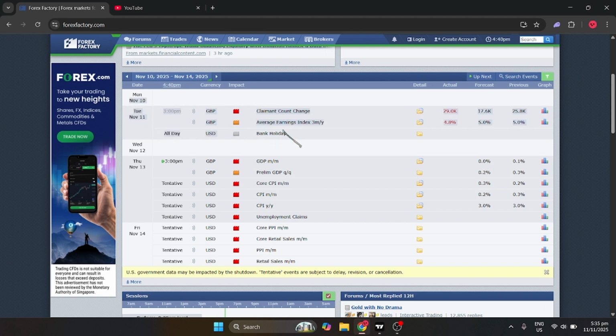Tuesday, which is today, we'll most probably be avoiding since it's a bank holiday. Wednesday, another trading day, we'll be trading. Thursday, it's multiple news stacked: unemployment claims, CPI, and even GDP news. But it's all tentative, so I'll probably be waiting for this to be confirmed, and it really depends what time I'll be trading.